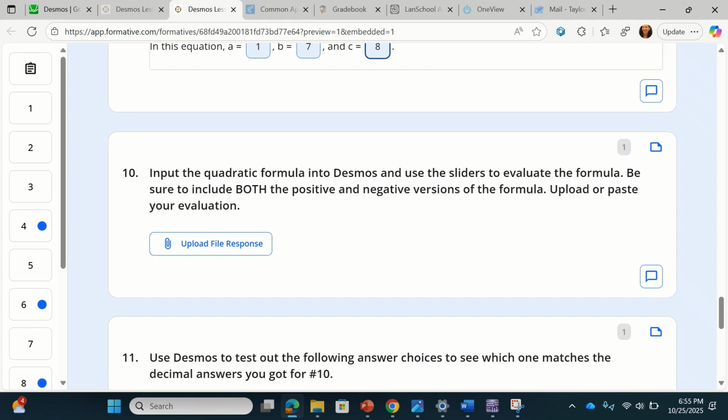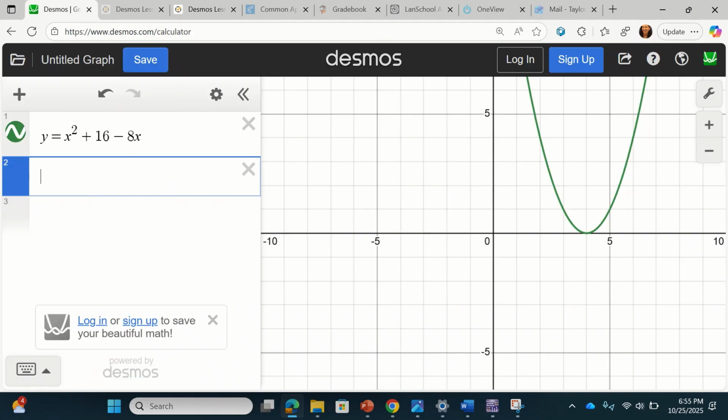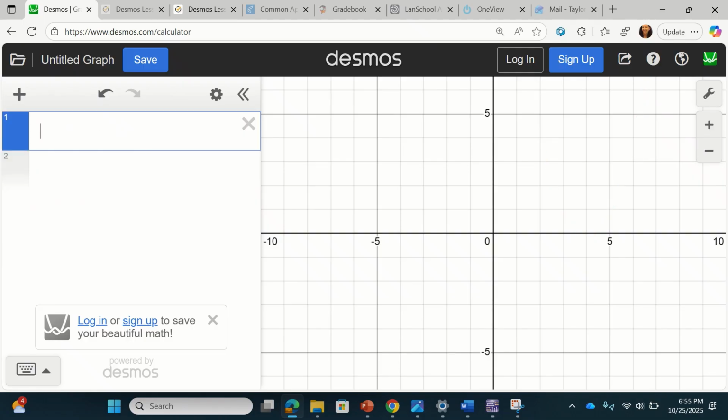Now, what we're going to do for number 10 is input the quadratic formula into Desmos and use the sliders to evaluate the formula. Be sure to include both the positive and negative versions of the formula. Upload or paste your evaluation. All right, so what we are going to do is put in the quadratic formula. X is equal to, go ahead and put that fraction bar in first, okay? Because it's going to be tricky to put it in if you try to put it in afterwards. And we want the quadratic formula, so that is the opposite of B.